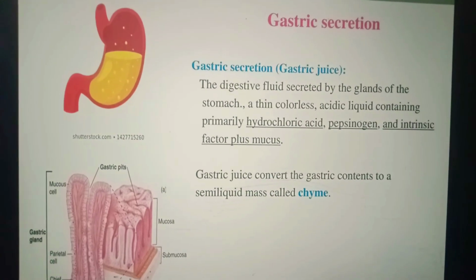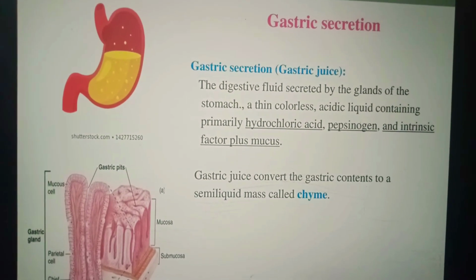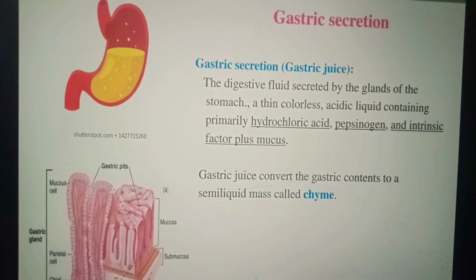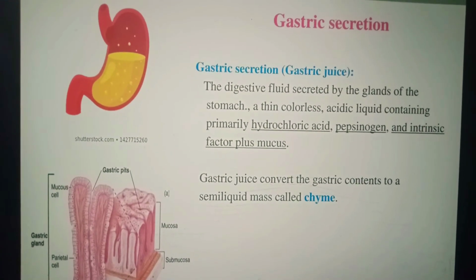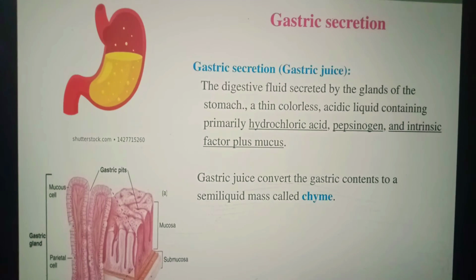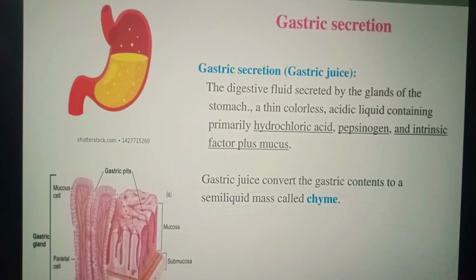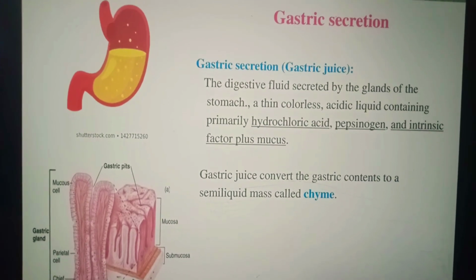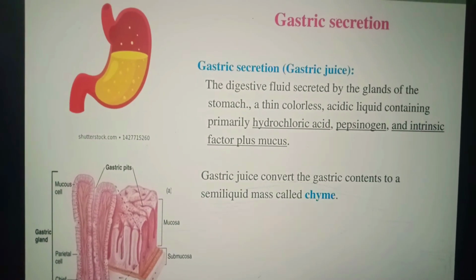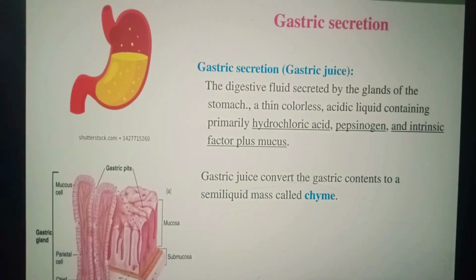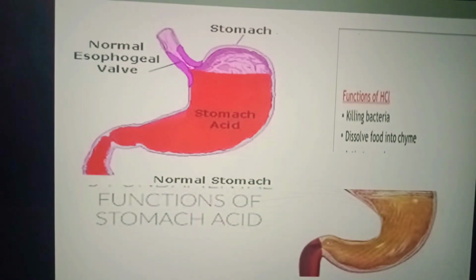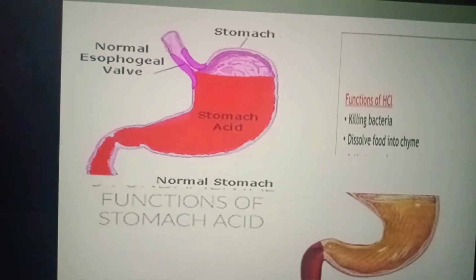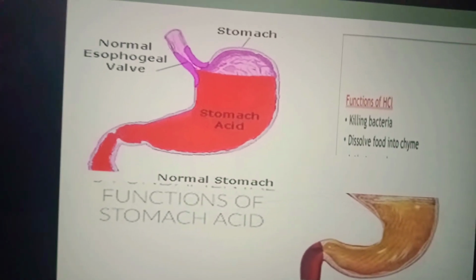I have discussed the gastric secretion, that was gastric juice. It is the digestive fluid secreted by the glands of the stomach, a thin colorless acidic liquid containing primarily HCl, that is hydrochloric acid, pepsinogen and intrinsic factor plus mucus. Gastric juice converts the gastric contents to a semi-liquid mass called chyme. Functions of the stomach acid: killing bacteria, dissolving food into chyme.